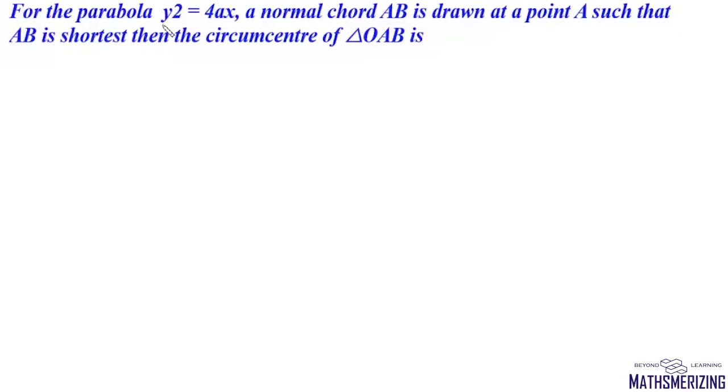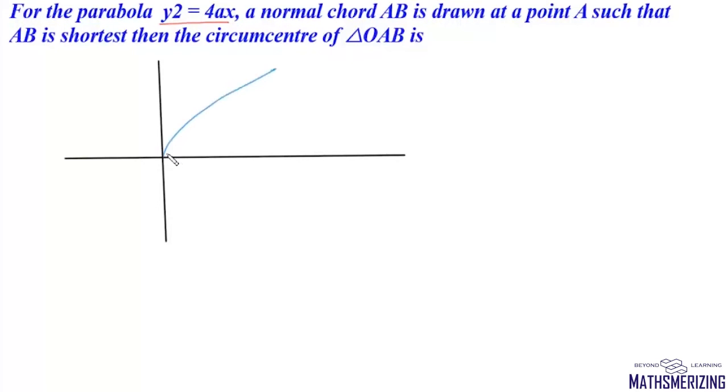For the parabola y² = 4ax, a normal chord AB is drawn at a point A such that AB is shortest. So basically here we are talking about the shortest normal chord, and then we need to find the circumcenter of this triangle OAB. Now we have this parabola, which is y² = 4ax, and then we have this normal chord, which is AB.